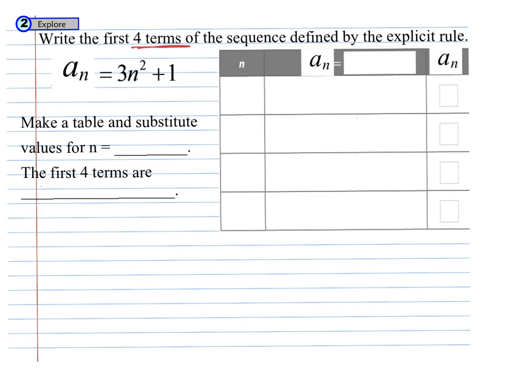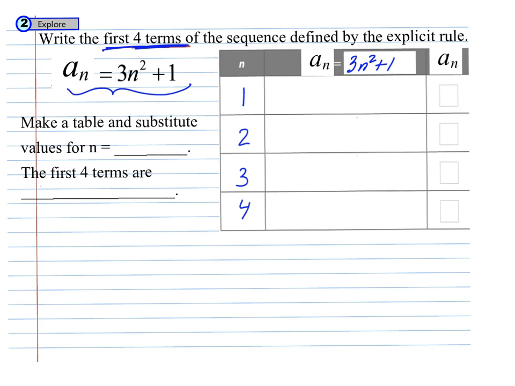So for this problem, they want us to find the first 4 terms of the sequence. So first term, second term, third term, fourth term. And they tell us that this right here is our explicit rule. So that's the rule we'll be using. We will be substituting our values, that 1, 2, 3, and 4. These values will be substituted into that n and simplified to get our actual number in the sequence.